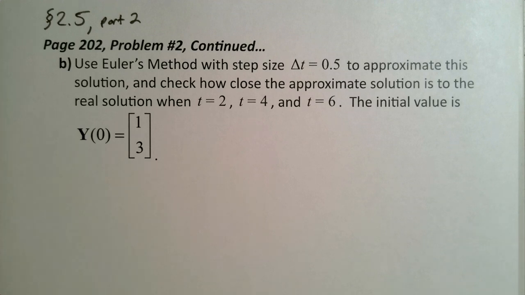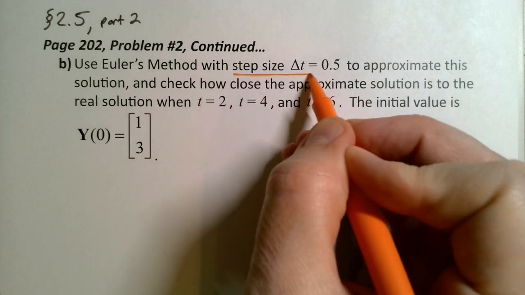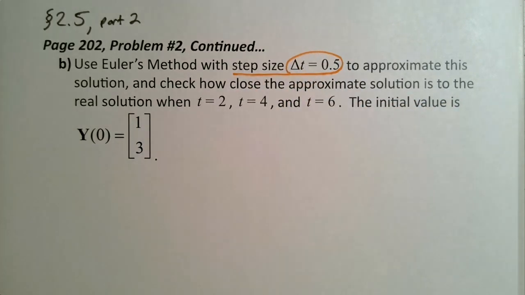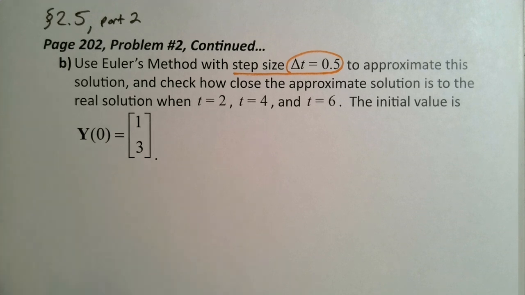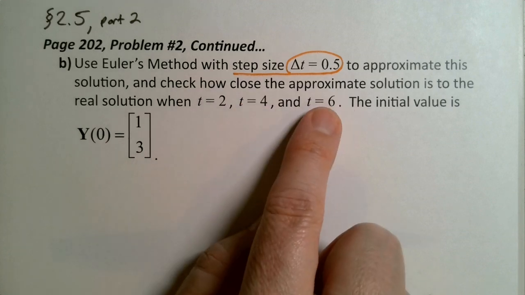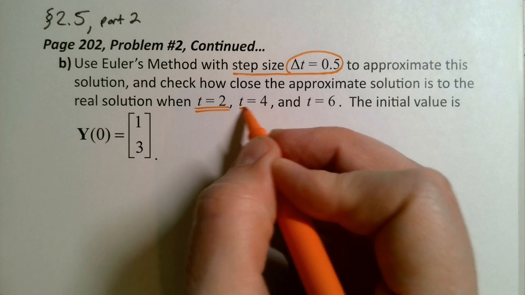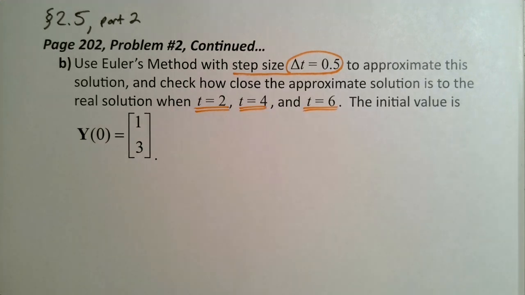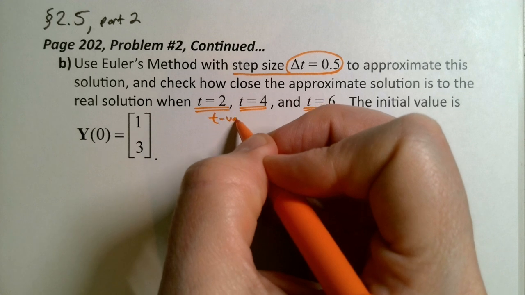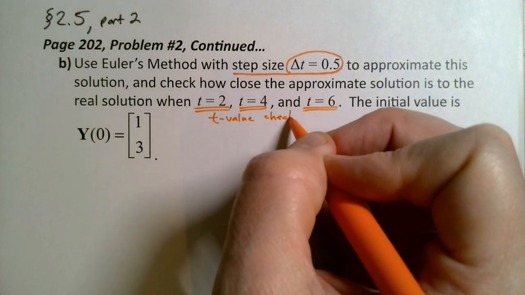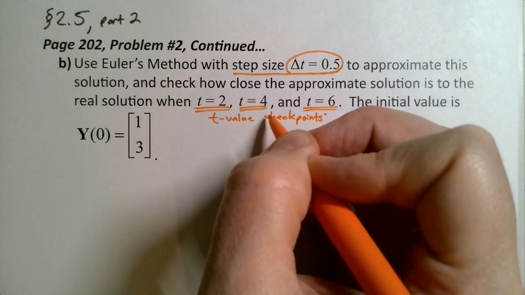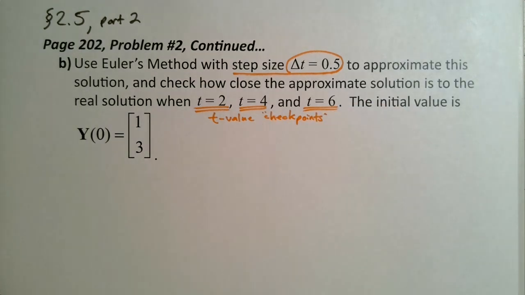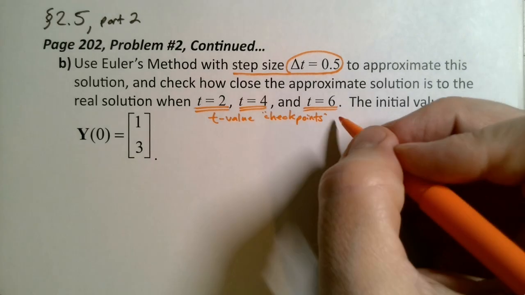And you'll notice there's some information given right away in the problem. The step size is given as delta t of 0.05. And we want to approximate the solution and check how close the approximate solution is to the real solution, the one that we know from the previous page, when t equals 2, t equals 4, and t equals 6. So notice this is giving us three different predictions. We're predicting at three different places. These are our t-value checkpoints, if you want to think of it that way. And this is where we're going to estimate the solution curve location.